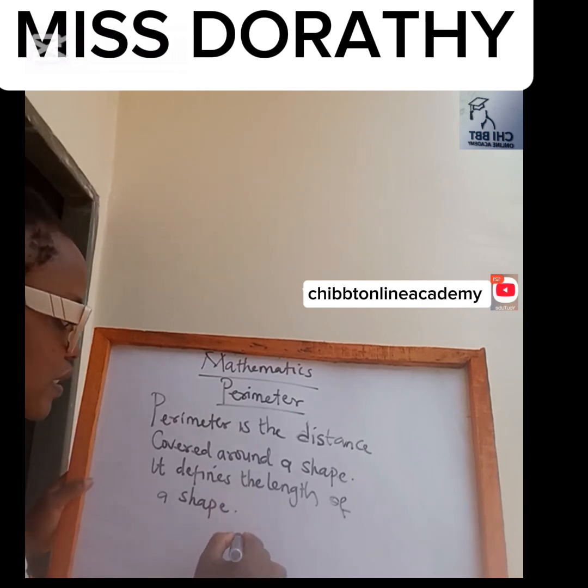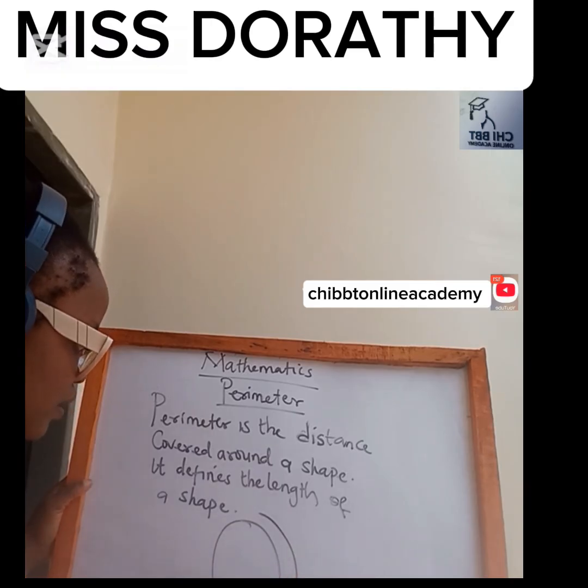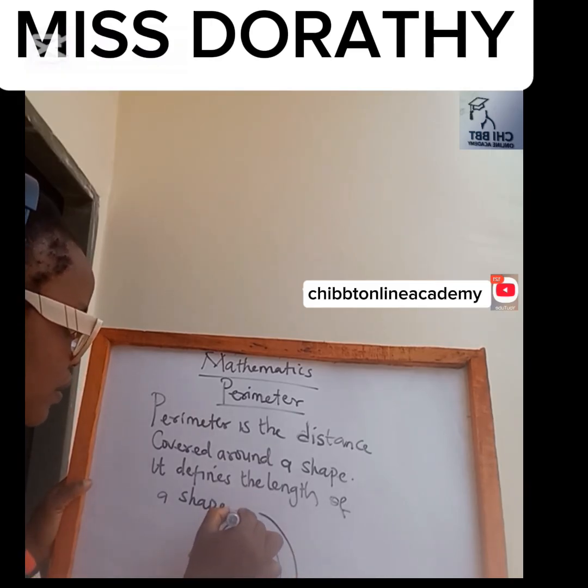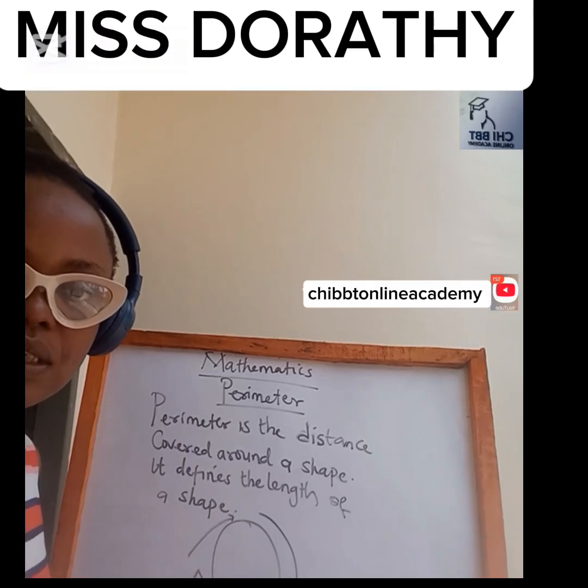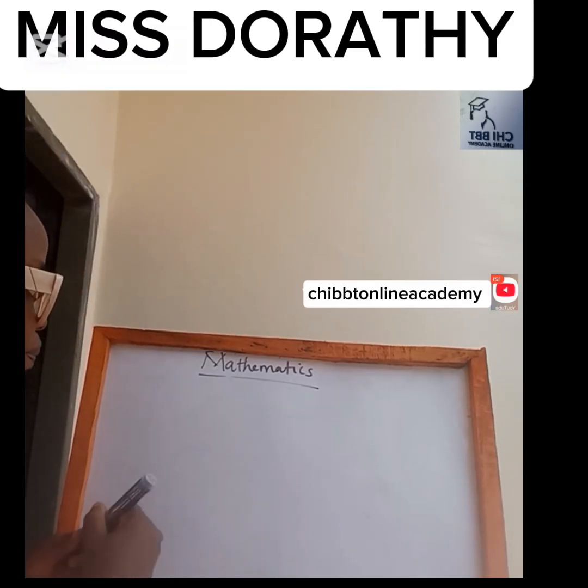When we talk about the distance covered around a shape, for example a circle, it is the distance covered around the circle. That is what we mean by perimeter. Basic formulas for some shapes.